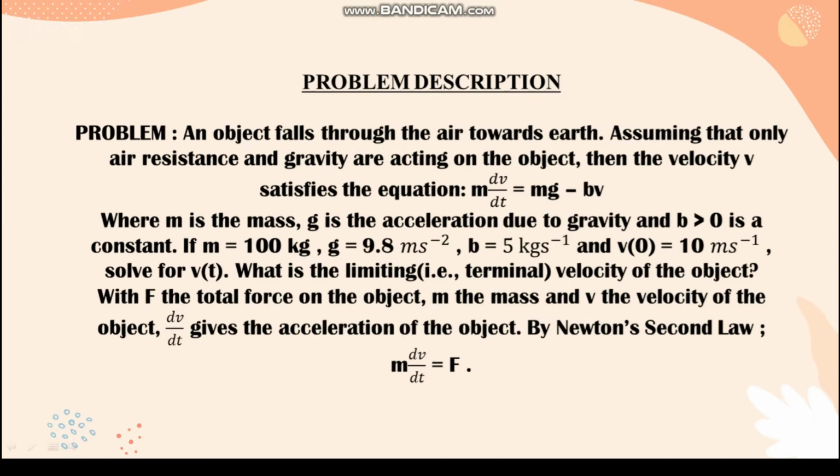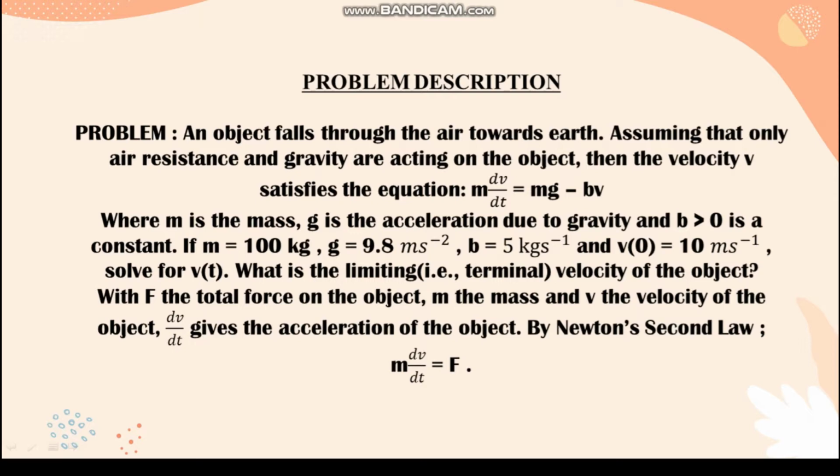The question is: an object falls through the air towards Earth. Assuming that only air resistance and gravity are acting on the object, the velocity v satisfies the equation m dv/dt = mg - bv, where m is mass, g is the acceleration due to gravity, and b > 0 is a constant.